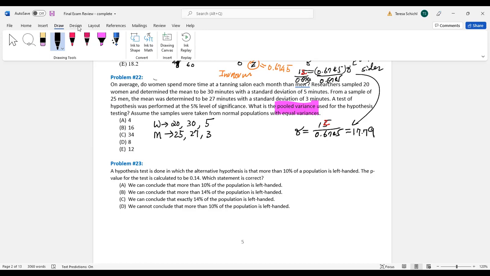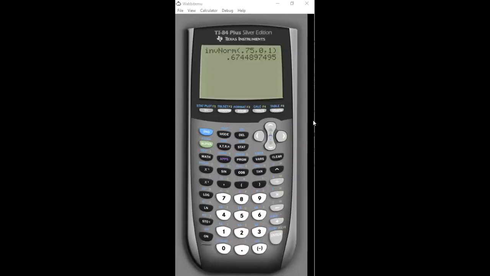Now let's go back to our calculator. Let's clear it out. This is the two population t-test, so let's do STAT, then TESTS. We say it's a two-sample t-test. Here, they give us the statistics, so we move the cursor to Stats and hit enter.